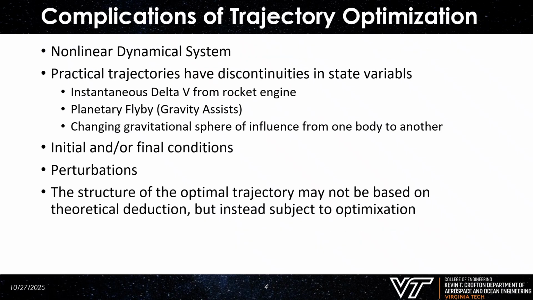So here are some complications for trajectory optimization. The number one is that this dynamical system is not linear. We also have that practical trajectories can include discontinuities in your state variables. For example, you can have an instantaneous delta V from using your rockets, or you can get that from a planetary flyby.